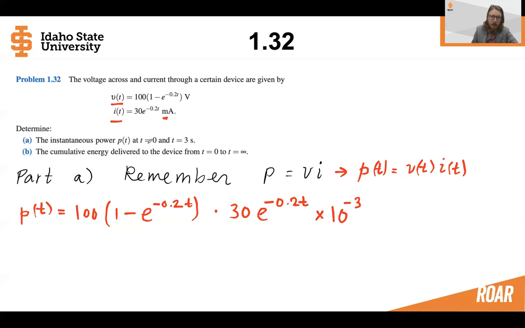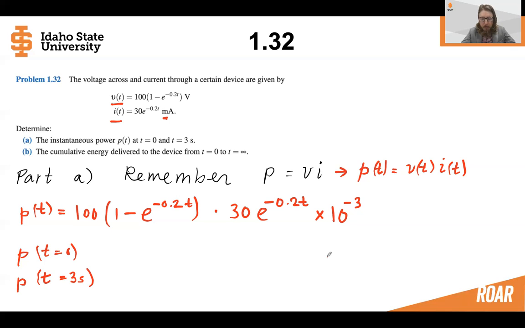You can take time equals 0 and evaluate this at t equals 0 and also at time of 3 seconds in order to get the final answer for this problem. And those final answers should be something like 0 and 0.74 milliwatts.